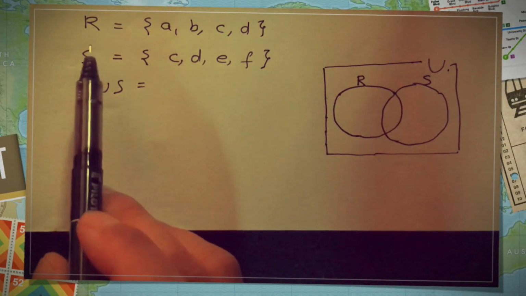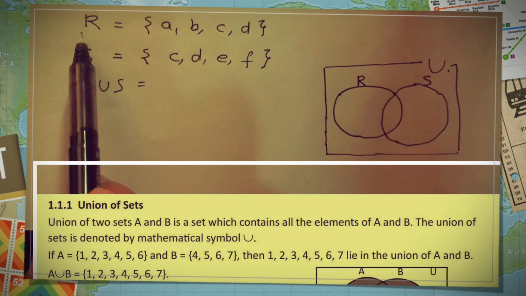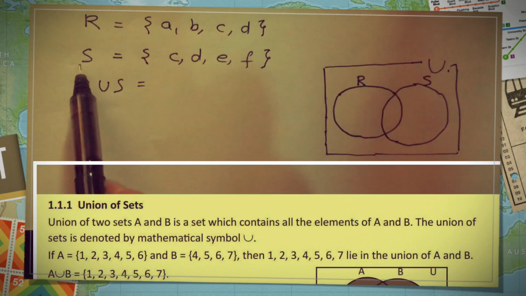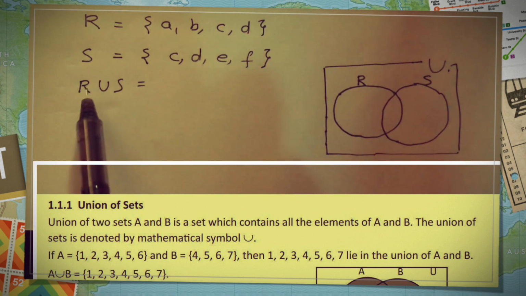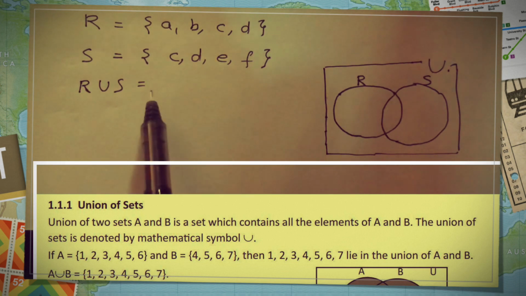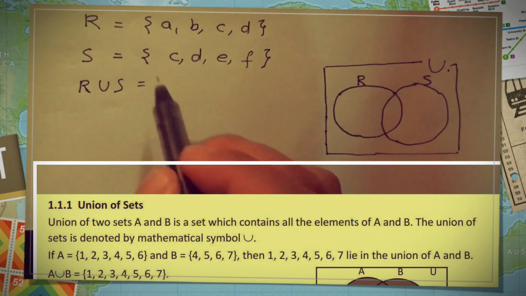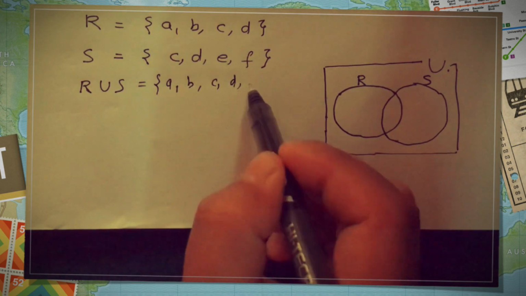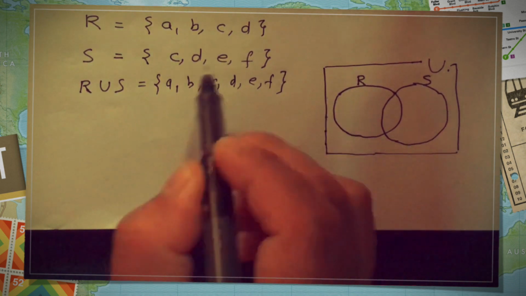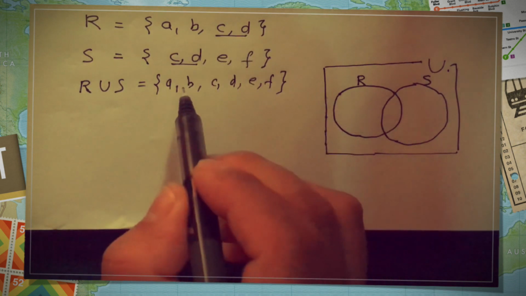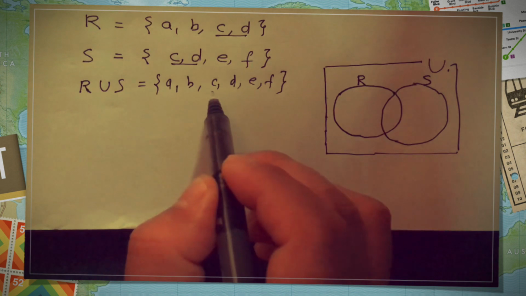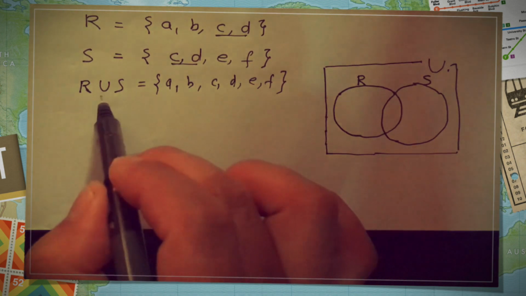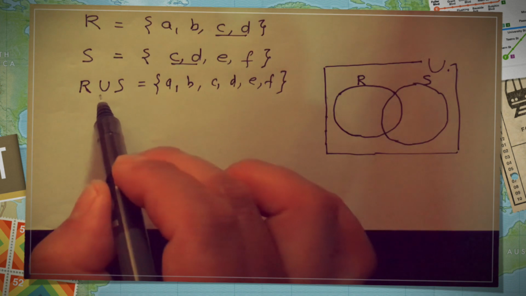Let's see one more example here. Set R contains A, B, C, D and S contains C, D, E, F. R union S. Okay, we know R union S is the new set consisting of all the elements of R and S. So A, B, C, D, E, F. Here C, D are common in both, so they should not be repeated. So this way we do the operation of R union S.